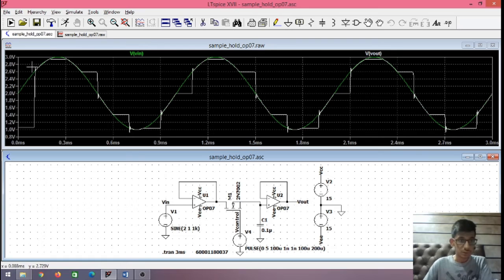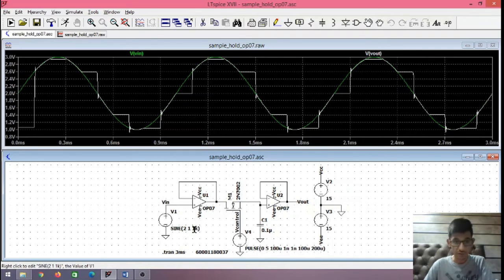So the output wave tracks the input wave, as we can see here. It is constant for a time period, and the steps are decided by this pulse. If we change this, the steps will increase and decrease relatively.